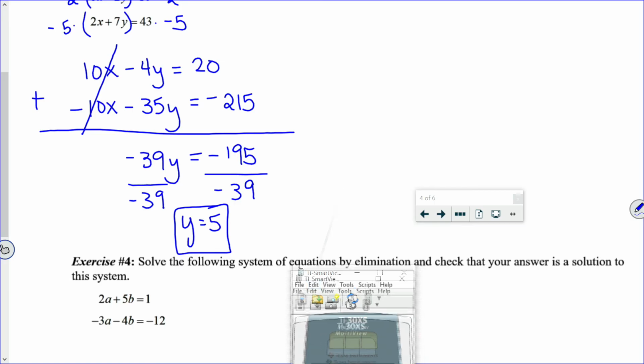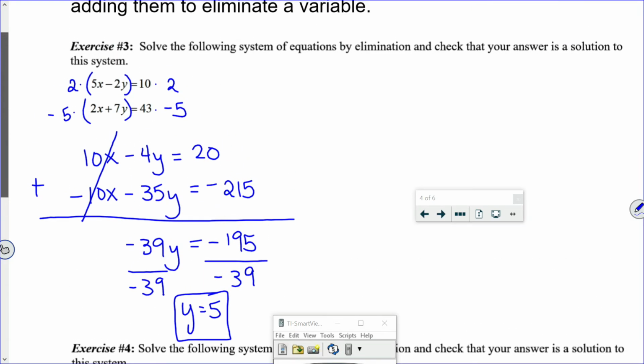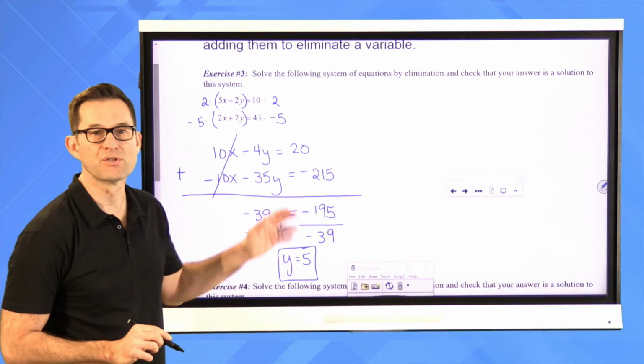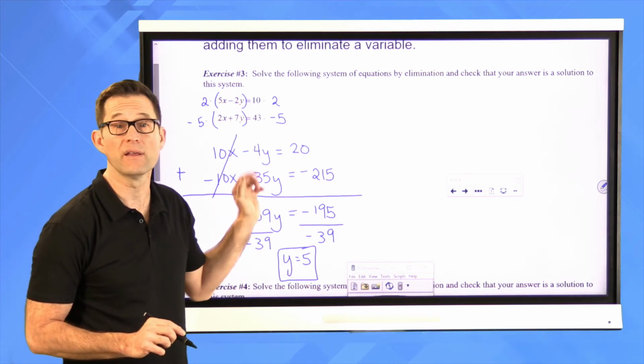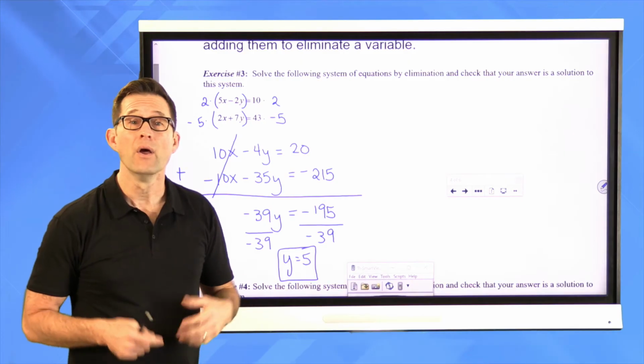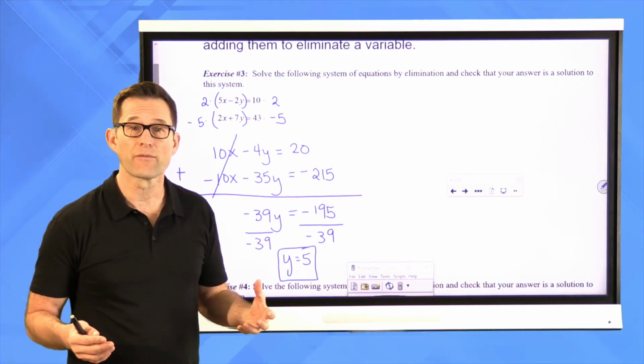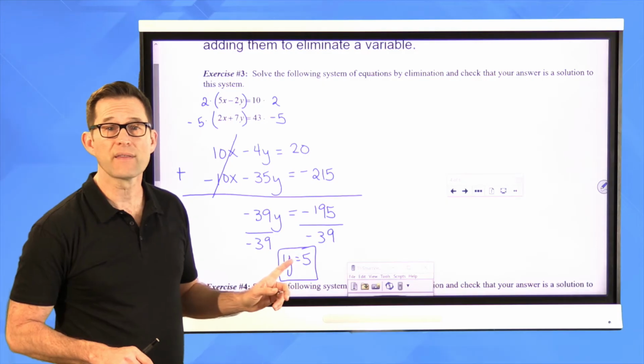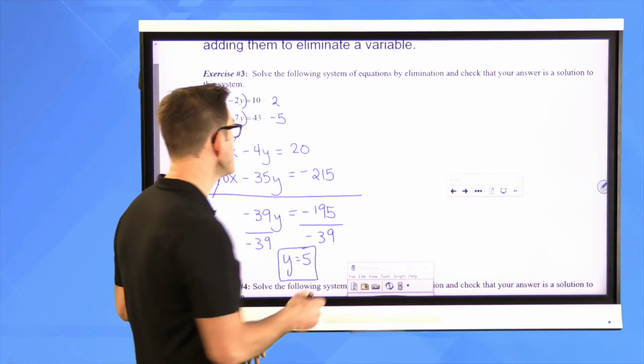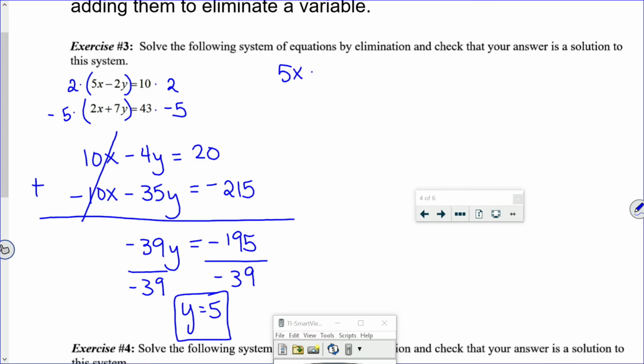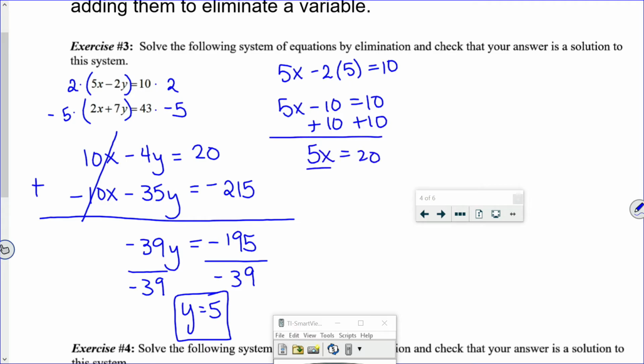Okay, let me just move my TI Smart View out of the way. Now that we've got our y equals 5, we can substitute it into the first equation, the second equation, or even into either of these two equations. It doesn't really matter. Whichever one strikes you as being easier to solve for x gets the job done. So I think I'm going to take that y equals 5 and just substitute it into the first equation. That's going to give me 5x minus 2 times 5 is equal to 10. 5x minus 10 is equal to 10. Add 10 to both sides. 5x is equal to 20. Divide both sides by 5. And x is equal to 4.